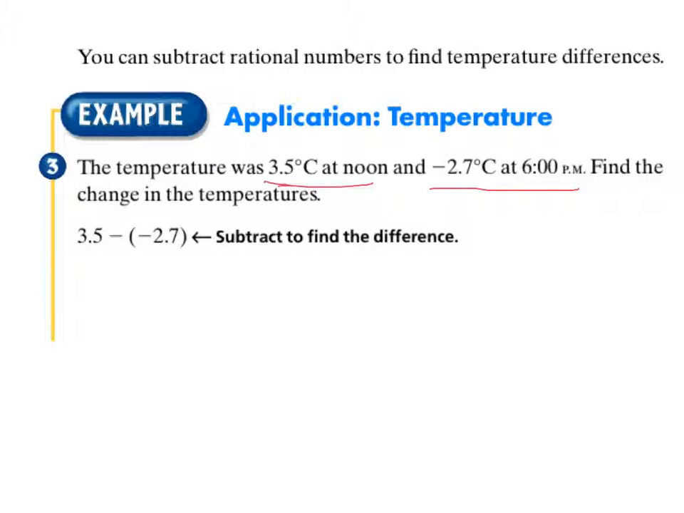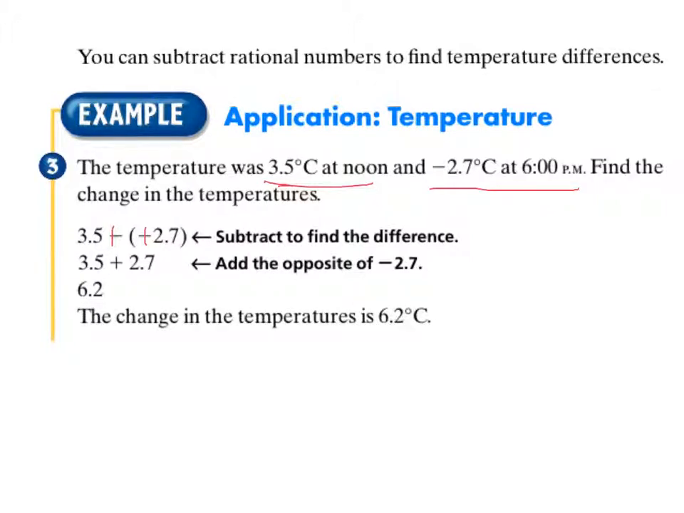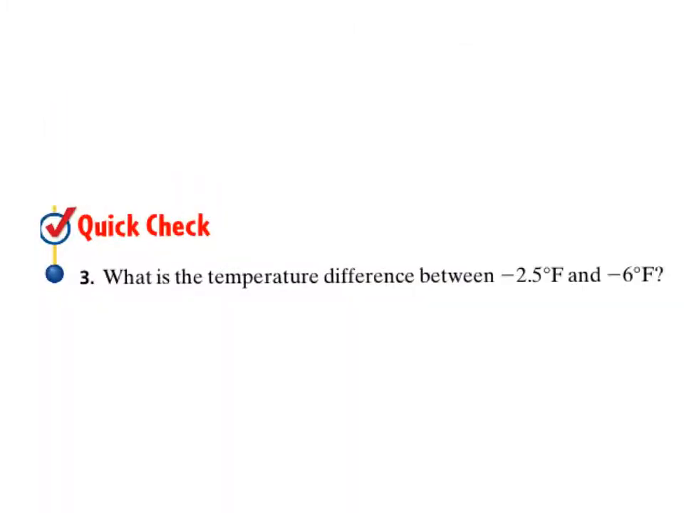So if we're minusing a negative, we know we add a line and change the sign. So it becomes 3.5 plus 2.7, or add the opposite. Opposite of negative 2.7 is positive 2.7. And 3.5 plus 2.7 gives us an answer of 6.2. So the change in temperature is 6.2 degrees Celsius from noon to 6 p.m. Pause the video and do this one in your notebook.